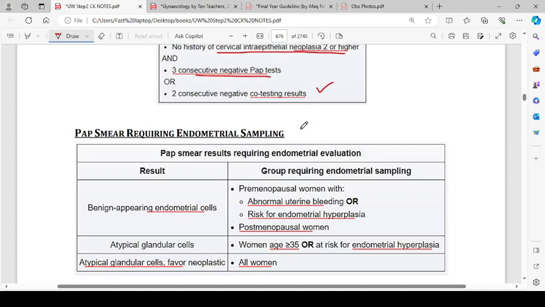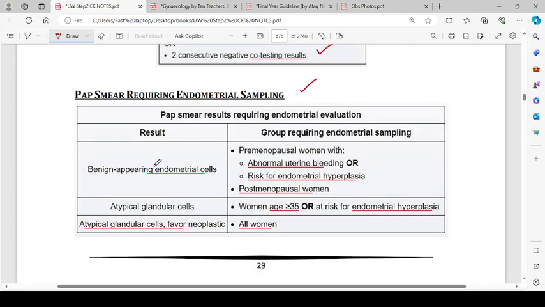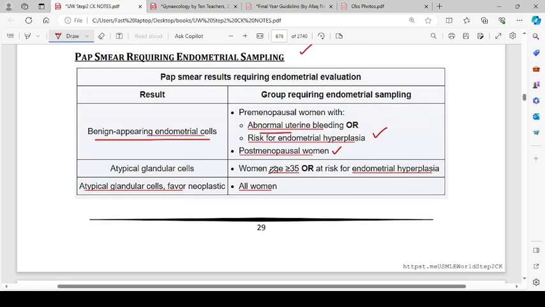PAPs may require endometrial sampling. So results are benign appearing endometrial cells. Groups requiring endometrial sampling are premenopausal women with abnormal uterine bleeding and risk for endometrial hyperplasia, and postmenopausal women. Atypical glandular cells, women aged more than 35 at risk of endometrial hyperplasia, and atypical glandular cells favor neoplastic, all women.